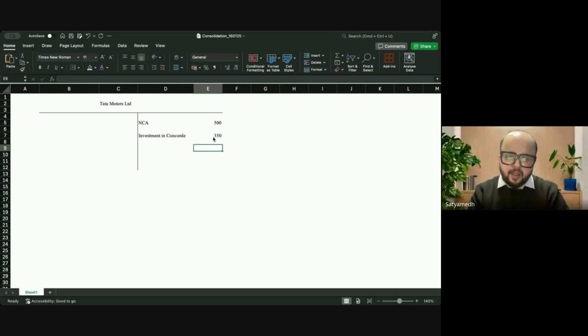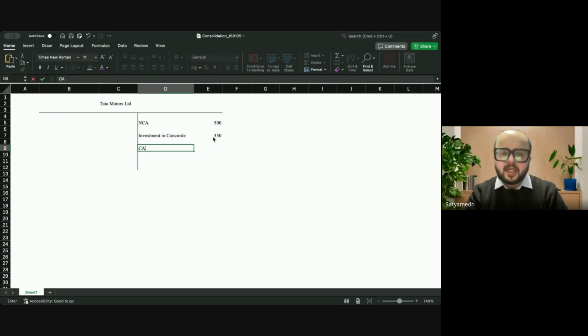Then Tata Motors also has some CA, I'm writing CA to mean current assets. Let my current assets be 150.